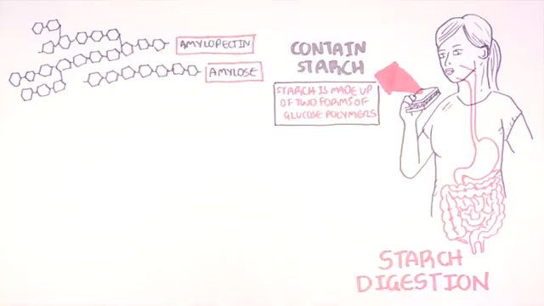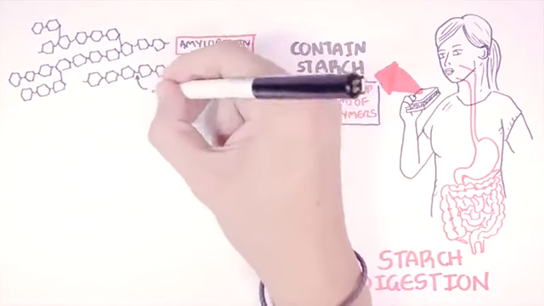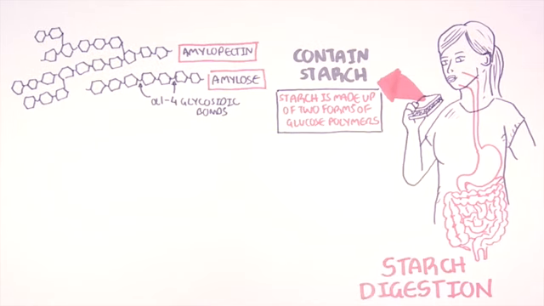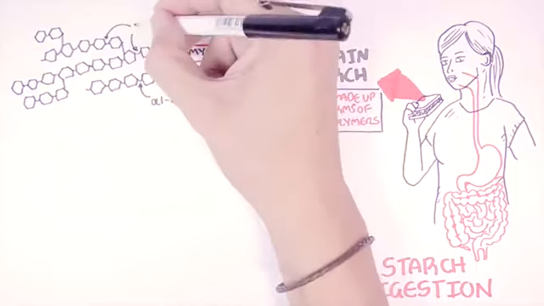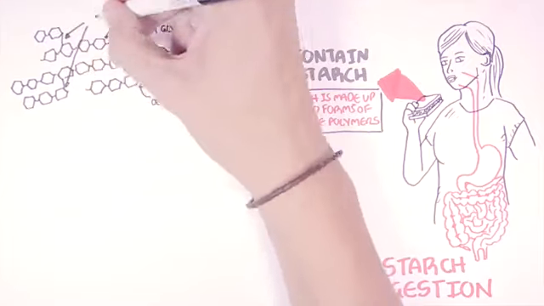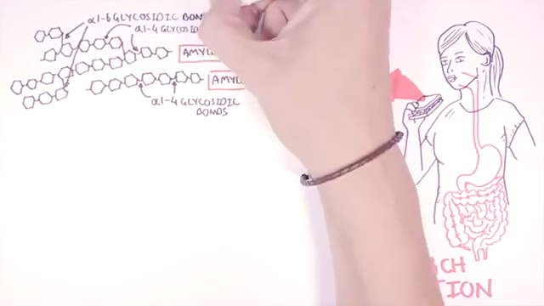Amylose is a linear chain of glucose linked together by alpha-1,4 glycosidic bonds. Amylopectin is made of linear chains of glucose with branch points, creating a tree-like figure. In amylopectin, the glucose molecules are also linked by alpha-1,4 glycosidic bonds, but the branch points are linked by alpha-1,6 glycosidic bonds.